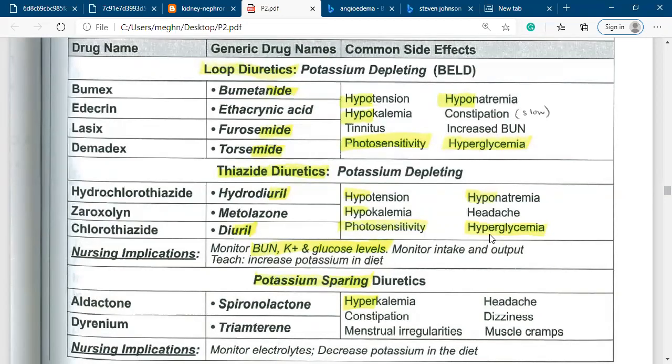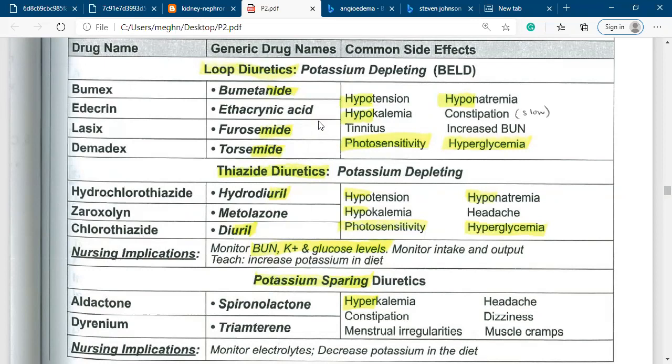And also tell the patient, if they have to go under the sun, it is better to use some protection or eyeglasses, because they cause photosensitivity. What else? Nursing implementation.